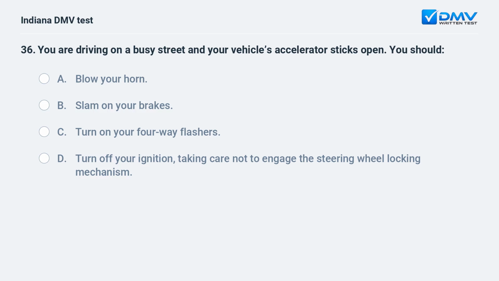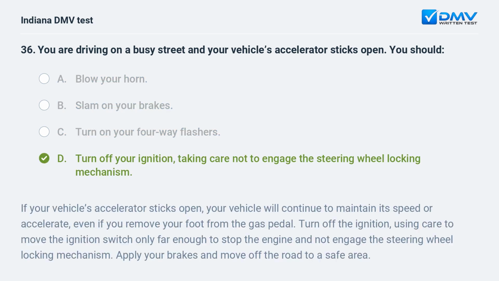You are driving on a busy street and your vehicle's accelerator sticks open. You should A. Blow your horn. B. Slam on your brakes. C. Turn on your four-way flashers. D. Turn off your ignition, taking care not to engage the steering wheel locking mechanism.